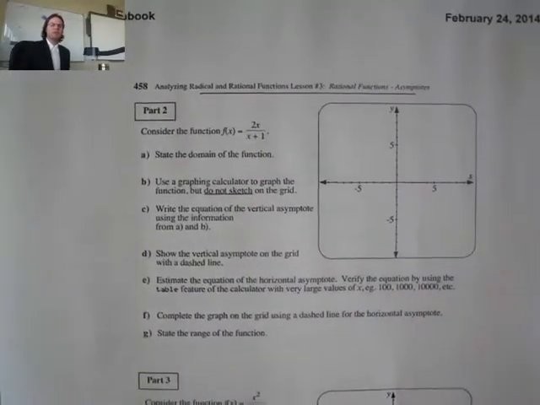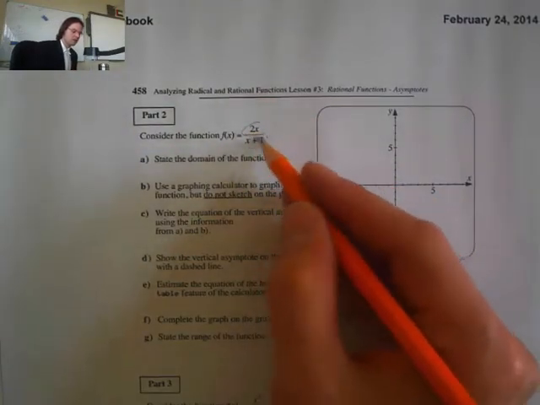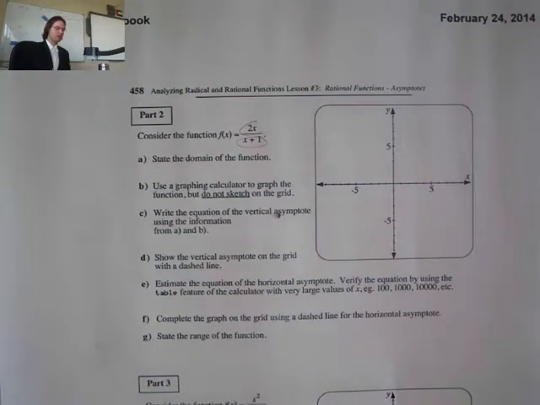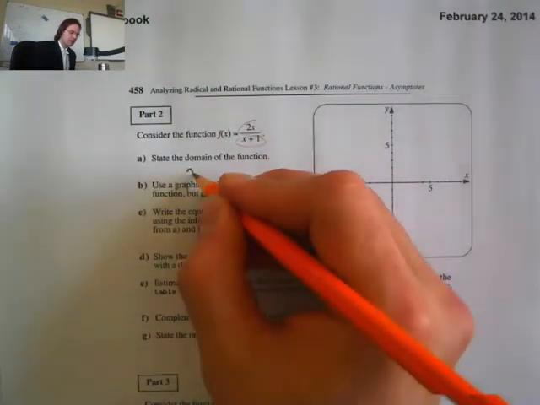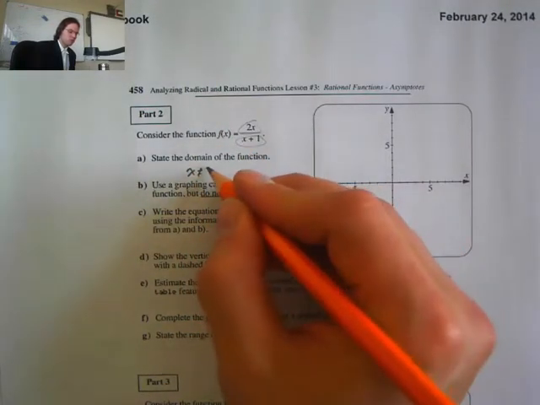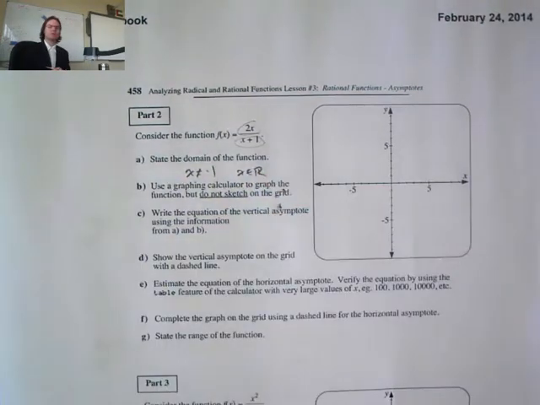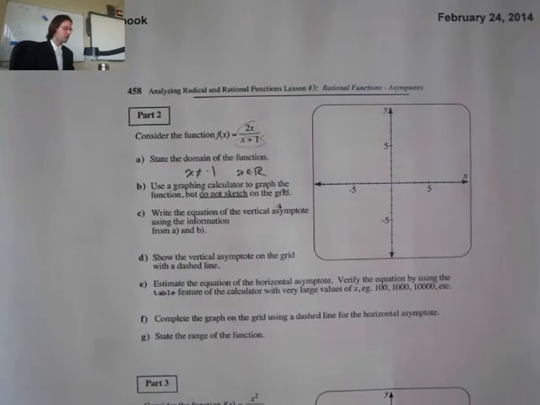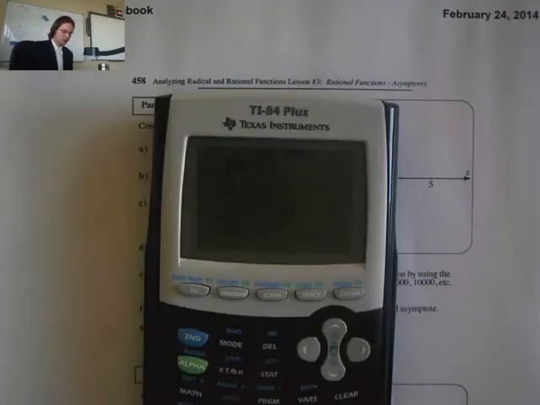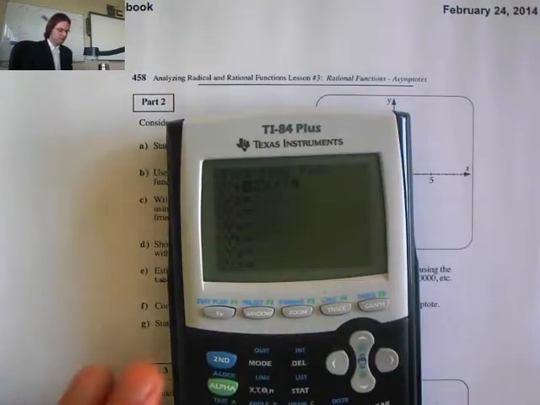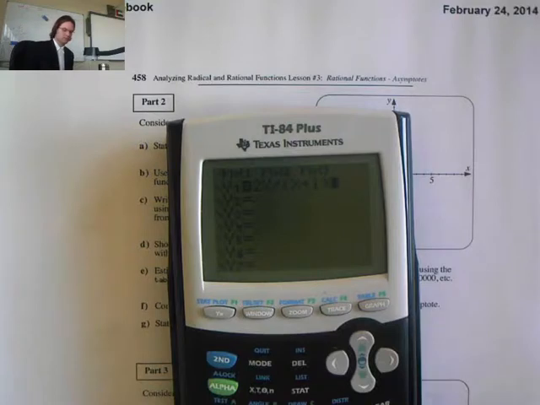Now let's take a look at my next one. It says, analyze this one here. If we notice this one now, we have the same degree. Degree of 1, degree of 1. So state the domain of this function. Well, in this function here, x cannot equal -1. And x is an element of all real numbers. Okay? Now it says, using the graphing calculator, sketch this. So I'm going to put in 2x, right? And we're going to divide that all by x plus 1. Graph.